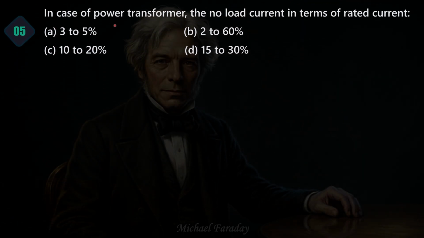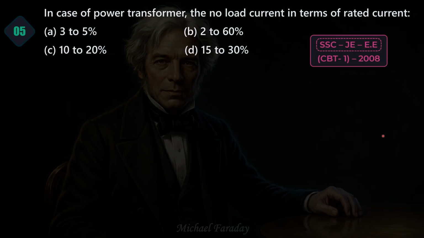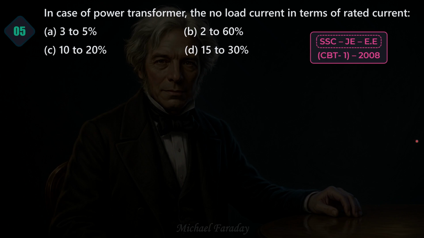In case of a power transformer, the no load current in terms of rated current is: option A 3 to 5%, option B 2 to 16%, option C 10 to 20%, and option D 15 to 30%. Now we know that a transformer core is made up of highly permeable silicon steel. It is a continuous closed magnetic circuit with no air gap. Therefore, the amount of current needed to create rated flux is very less.